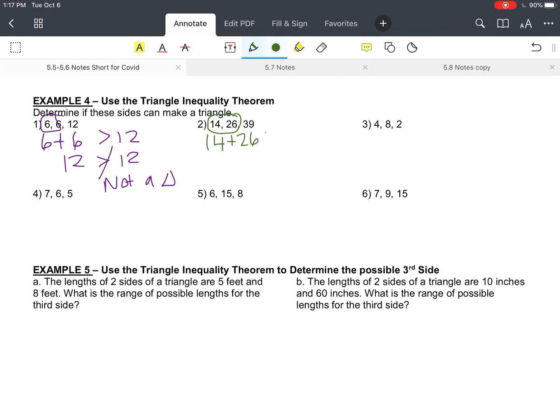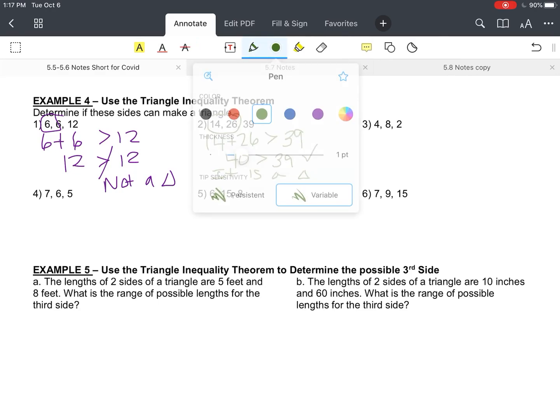For number 2, 14 and 26 are my two smallest sides, so I'm going to add 14 and 26 together and see if it's bigger than the third side of 39. 14 plus 26 is 40, and 40 is bigger than 39, that's true, so this is a triangle. In lesson 5.7, we'll actually be able to say whether it's an acute, right, or obtuse triangle using the converse of the Pythagorean theorem. So that's coming a little later.